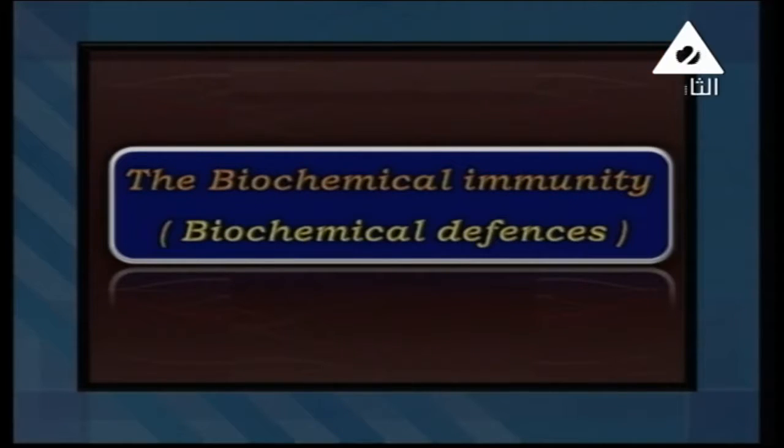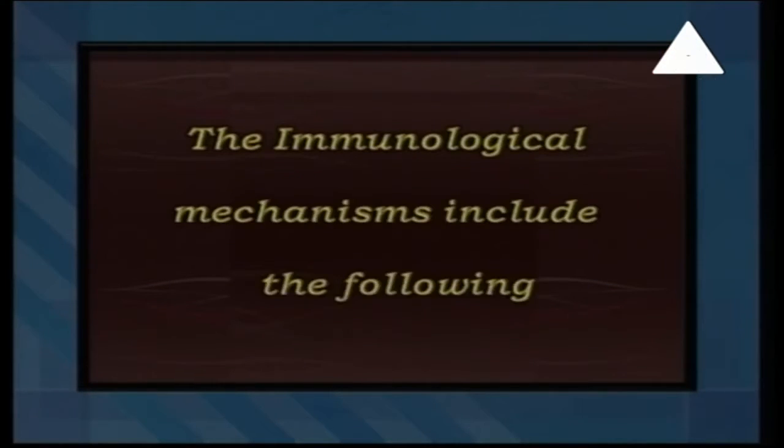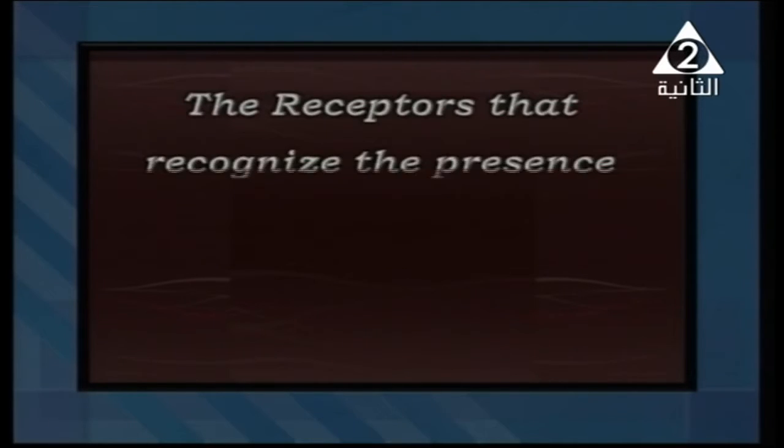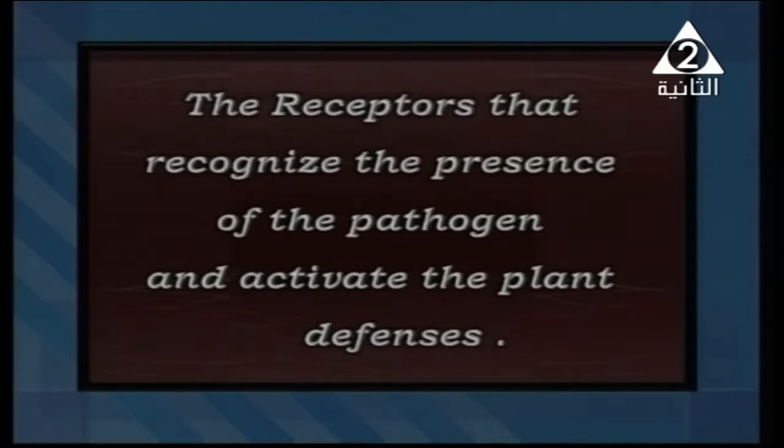The biochemical immunity, or biochemical defenses, for the plant. The immunological mechanisms include two main steps in our lesson. Number one, the receptors that recognize the presence of the pathogens and also activate the plant defenses.